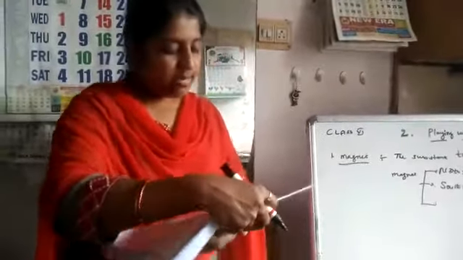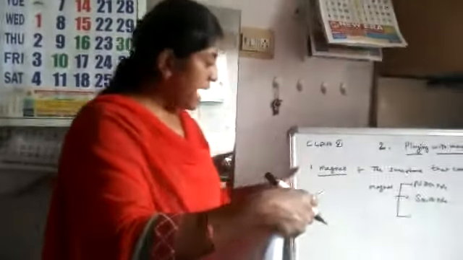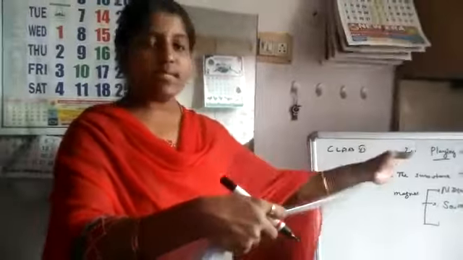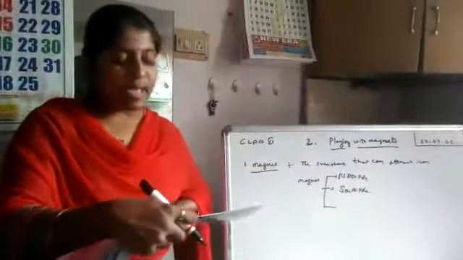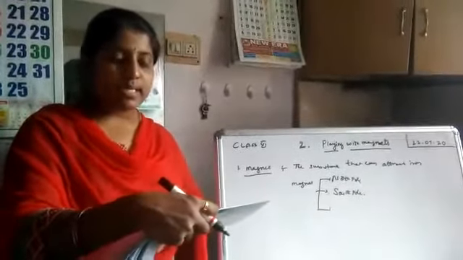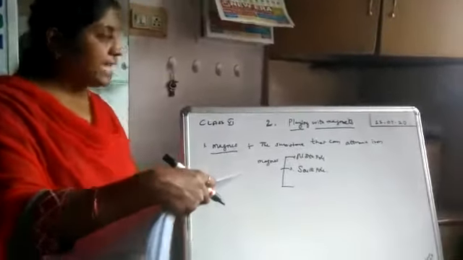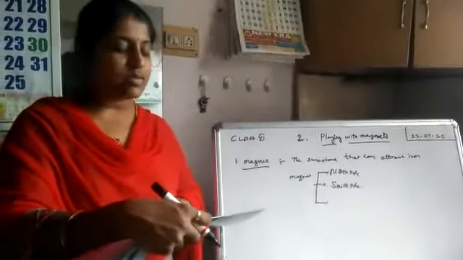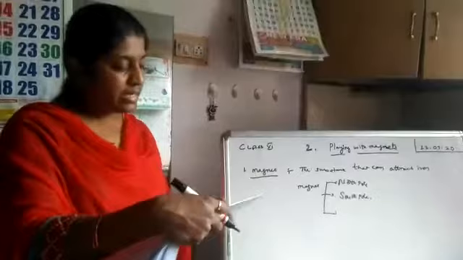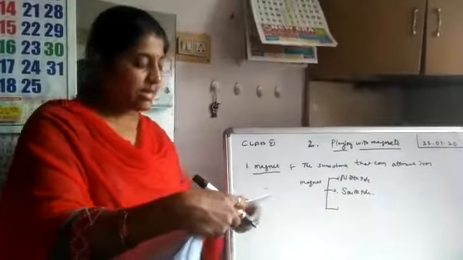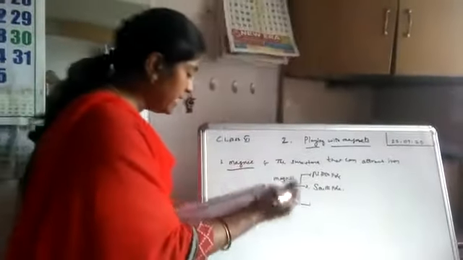And see, here, first we know that magnet. What is a magnet? The substance that can be attracted by iron, that is called the magnet. And the non-magnetic materials, the materials that cannot be attracted by the iron, that substance is called the non-magnetic materials. For example, magnetic material, for example, cobalt, nickel.